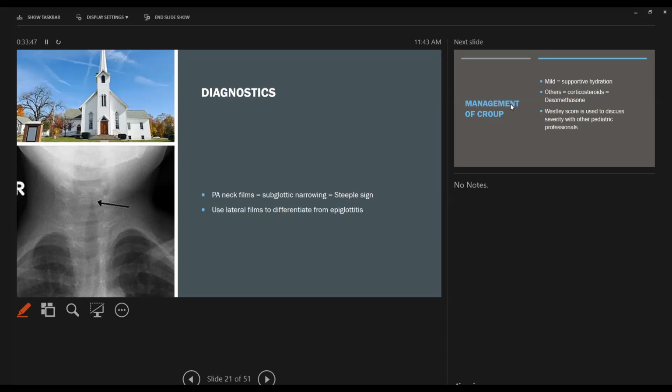CROUP has this great buzzword, the steeple sign, which we're going to see, and we already talked about this in the pediatric lecture, but this is that steepling here, and it definitely correlates to the steeple up there. And so that's the steeple sign. Normally this airway should be nice and open, but when you get that steepling, you've got this inflammation right here that's causing narrowing of that airway, and that's where the stridor comes from.